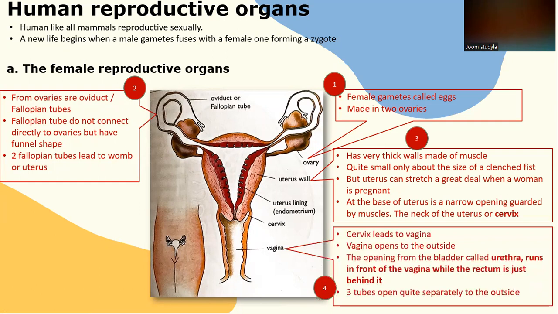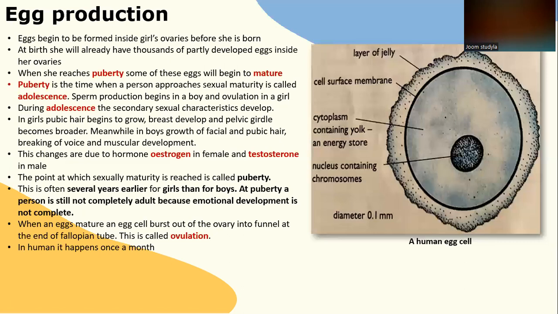The cervix leads to the vagina. The vagina opens to the outside. The opening from the bladder, called the urethra, runs in front of the vagina while the rectum is just behind it. Three tubes open quite separately to the outside.